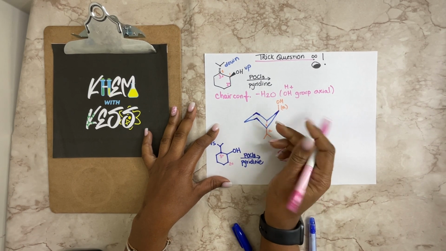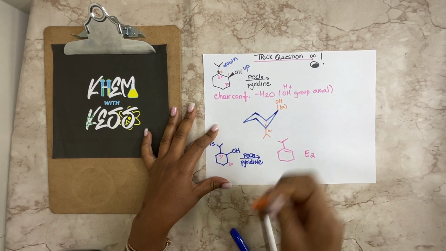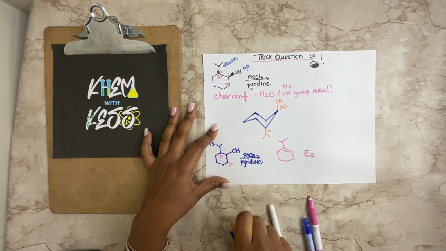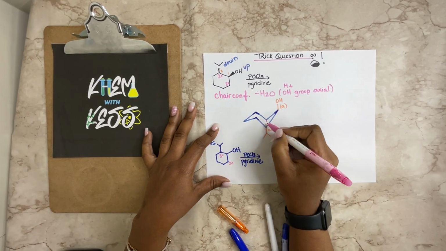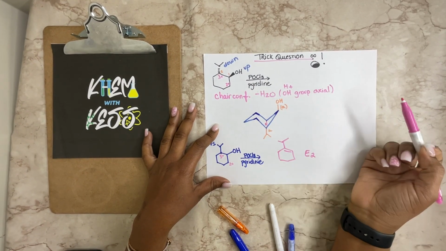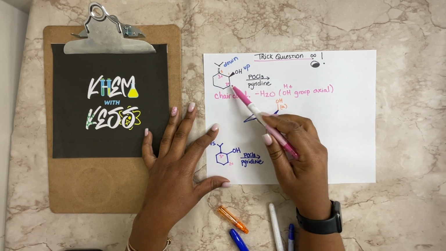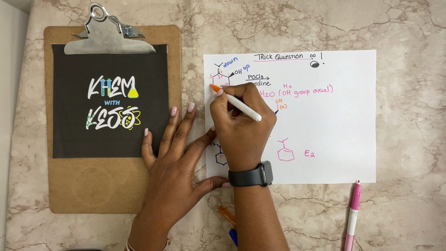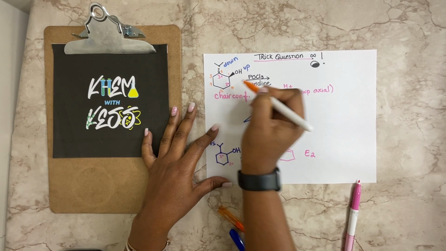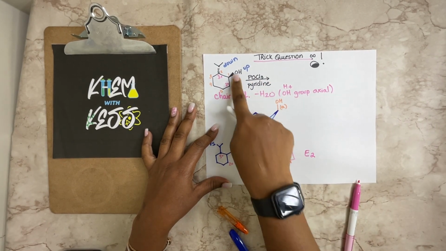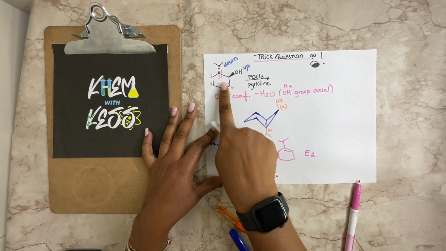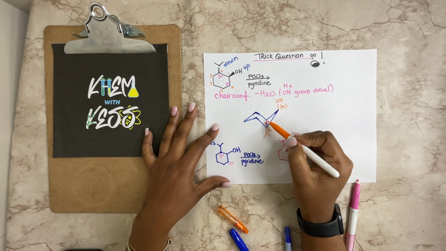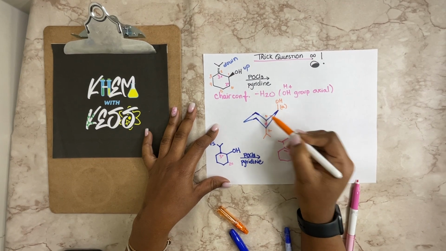Let me erase that to make it a little bit better. You'll see that there's a hydrogen in the axial position on number 6. So if I counted all the way through, this is 3, 4, 5, 6. The numbers in orange are the numbers of the ring. The numbers in pink were just the classification of the carbons. So really my axial hydrogen is on number 6.